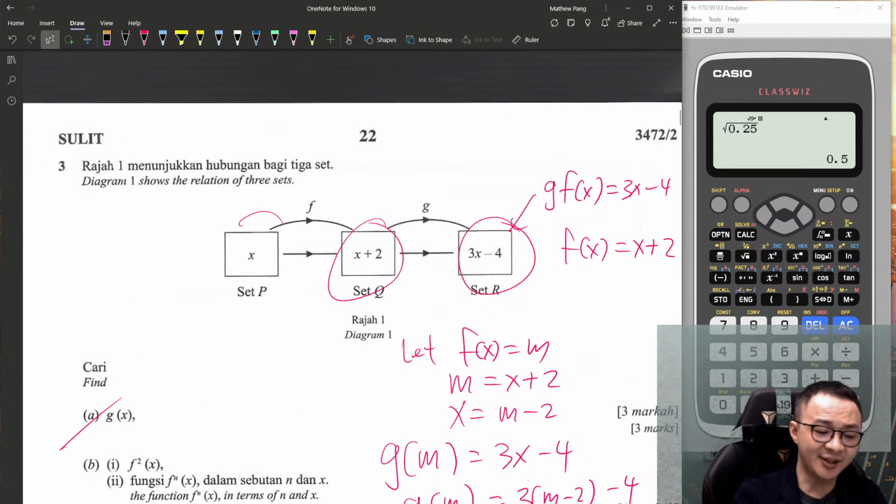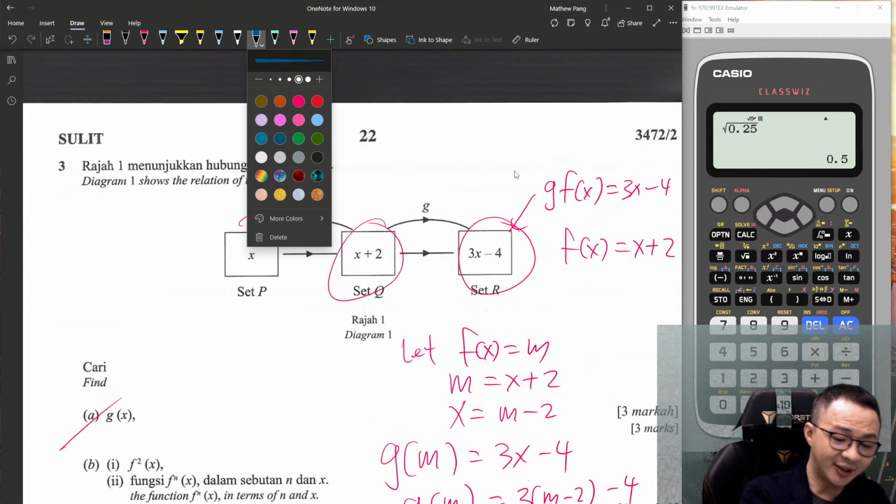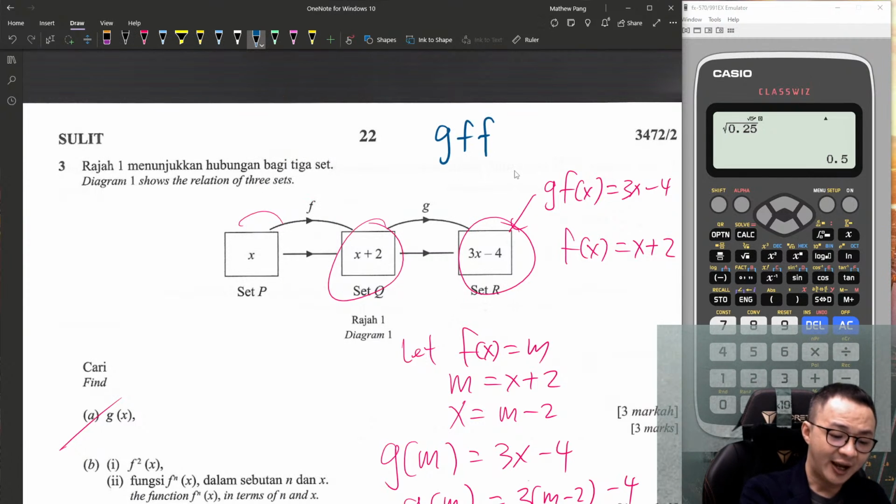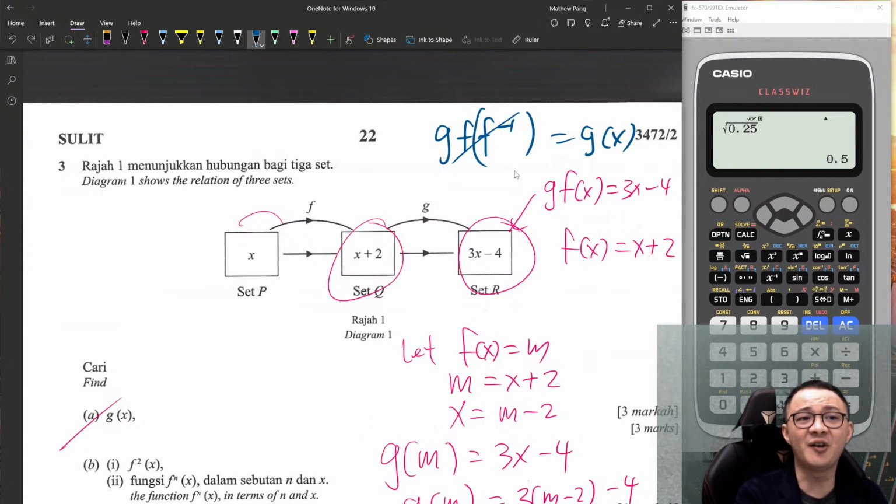Or another alternative method is you basically substitute the f inverse into gf(x). Then f inverse with f you can cancel out to get g(x). Yeah, you can find the inverse function of f and substitute into it. You still get the same equation as mine.